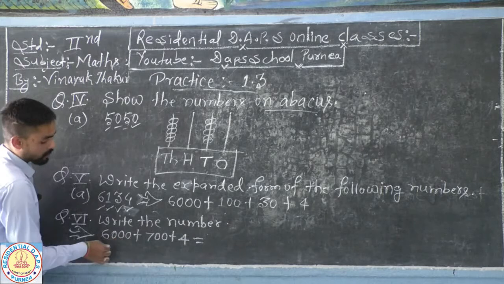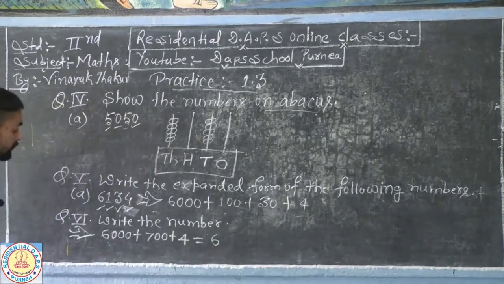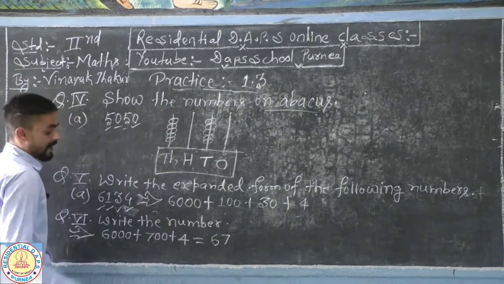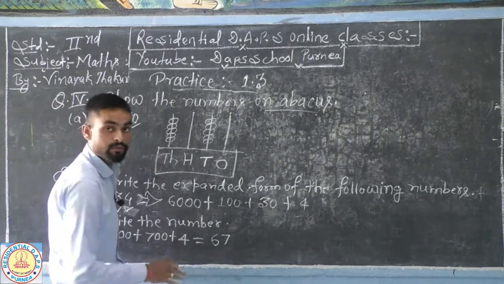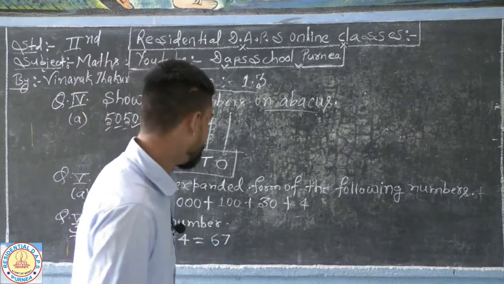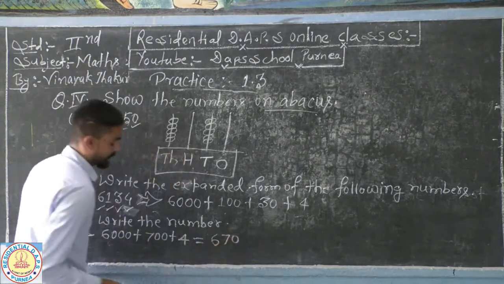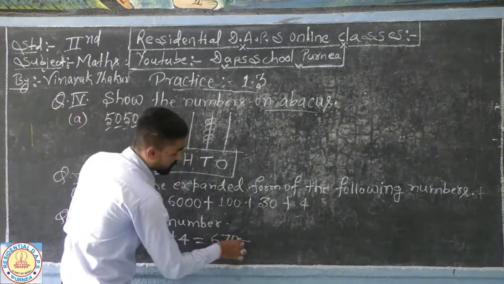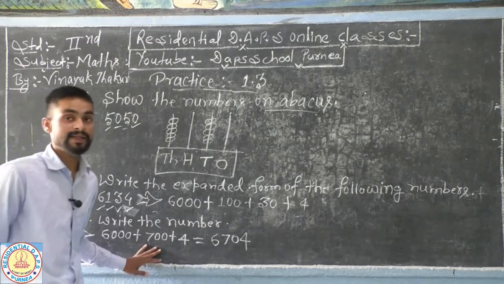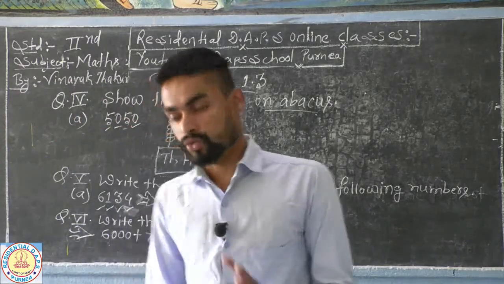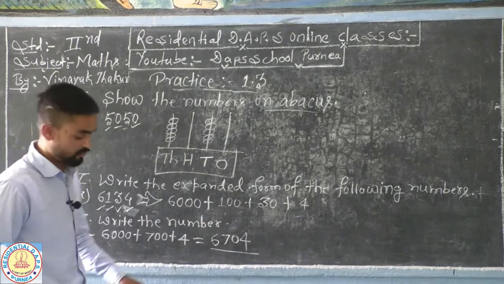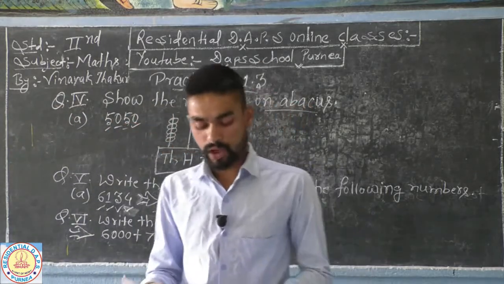6 is 6,000, so 6 is at 1000's place. 700 is shown here, so 7 is at 100's place. After that, just 4 is shown here, so it means the tens place is remaining, nothing. So here you can put 0 at the tens place, because 4 is alone here. You have to put 4 at 1's place and 7 at 100's place. Only the 0 was forgotten, so your numeral is 6,704. And after that, you have to solve all your remaining questions.